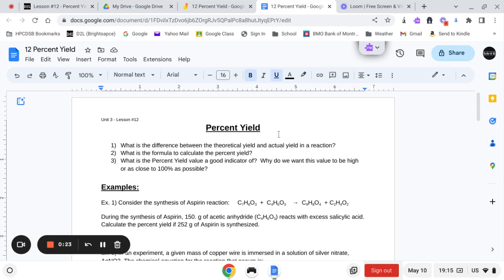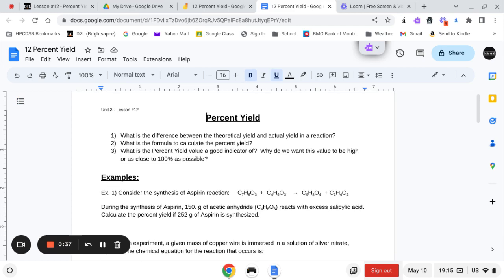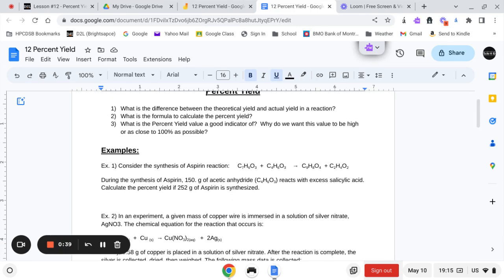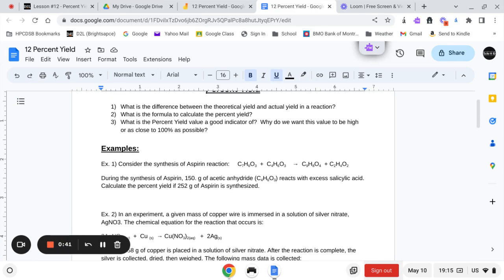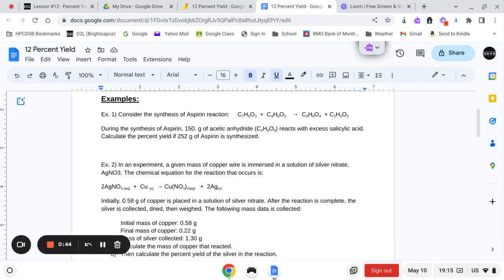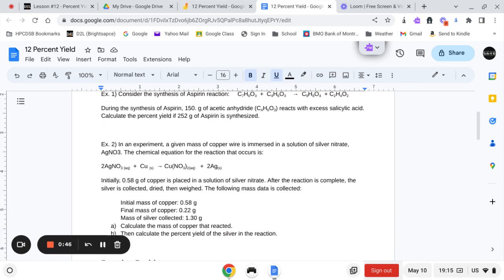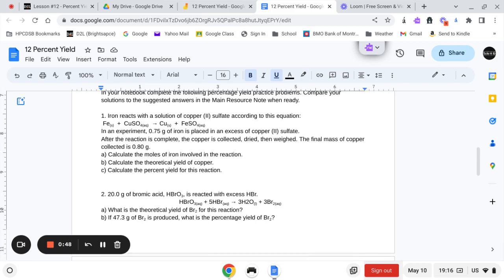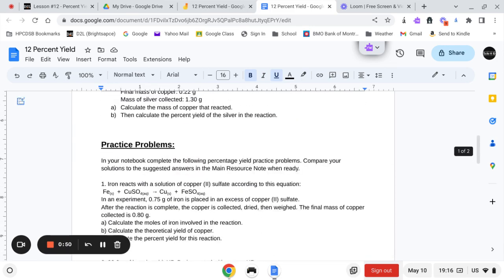So percent yield is a comparison of the actual yield in a reaction versus the theoretical yield. And what do those terms mean? Well, it's very specific. And if you work through the summary note, you can read through and see what each of those terms represent. We'll review those in a second when we get to the Jamboard. There are 2 examples here that we're going to do together. And then there are 3 examples that I want you to try on your own.